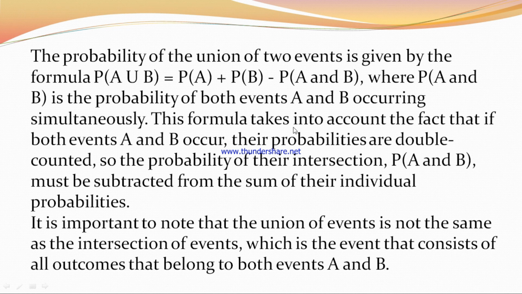This formula takes into account the fact that if both events A and B occur, their probabilities are double counted. So the probability of their intersection, probability of A and B, must be subtracted from the sum of their individual probabilities. It is important to note that the union of events is not the same as the intersection of events, which is the event that consists of all outcomes that belong to both events A and B.